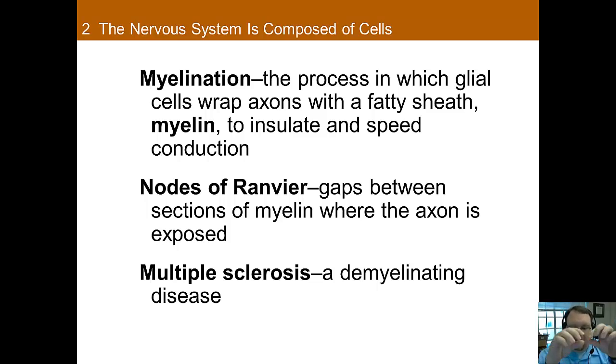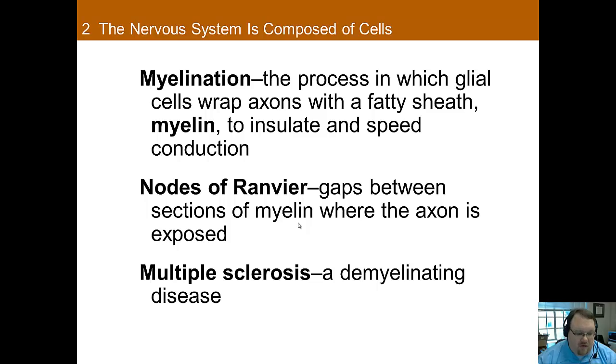So with this, you have the axon. Let me actually grab a prop. So I have my axon. So myelin kind of looks like this, where it's covering parts of the axon. Now there are parts in the middle that are not covered. Those are your nodes of Ranvier. They are the gaps in between sections of myelin where the axon is exposed. And we'll get more into that as well later.